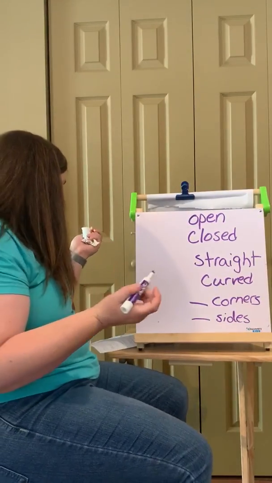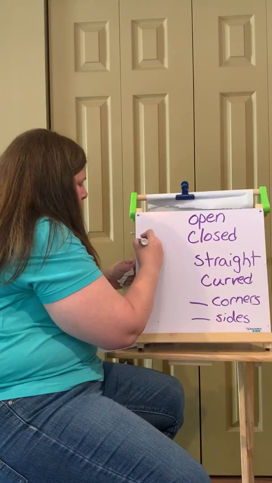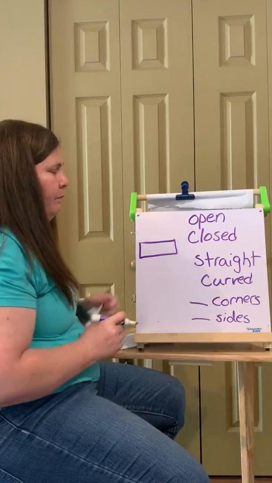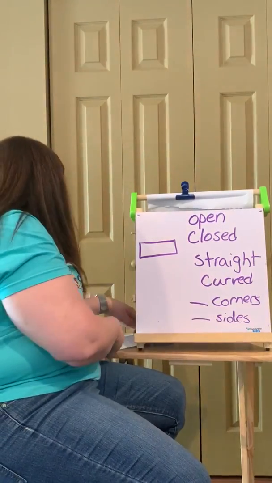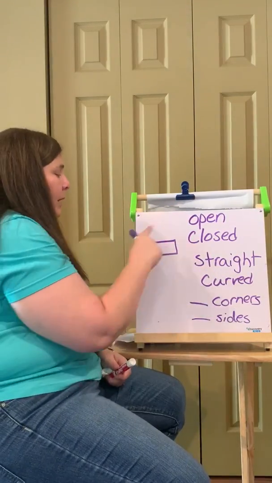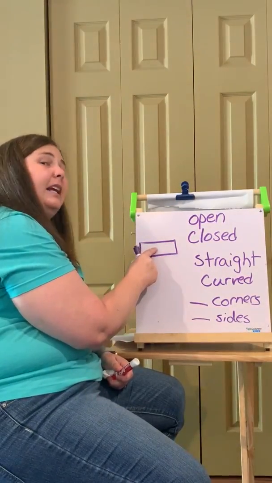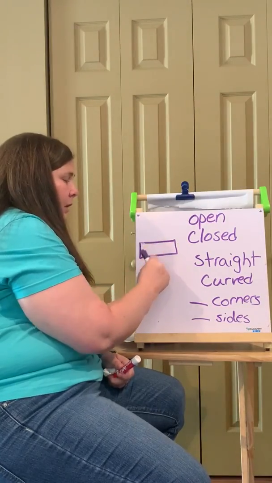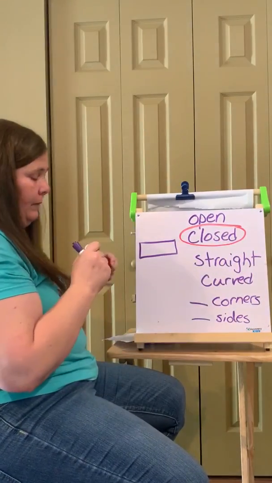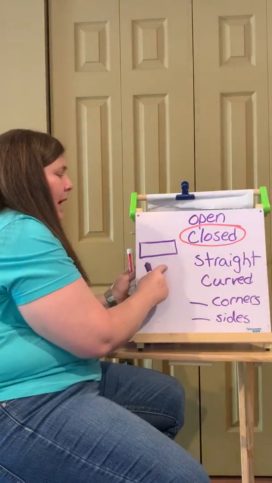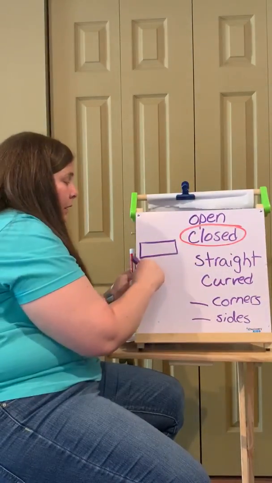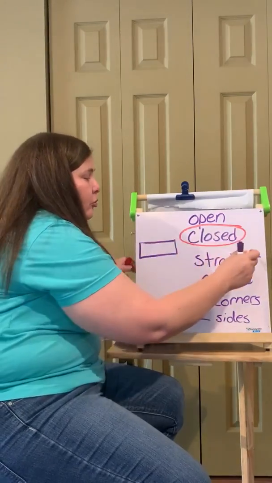So let's just say I draw this shape. First off, first thing we're going to look at, is it open or closed? Well, if I put my finger in the middle, is there any way to escape? Can I get out any way? No. So it is closed. Okay? Then I want to look at my lines. Are my lines straight or are they curved? Every line on this shape is straight.